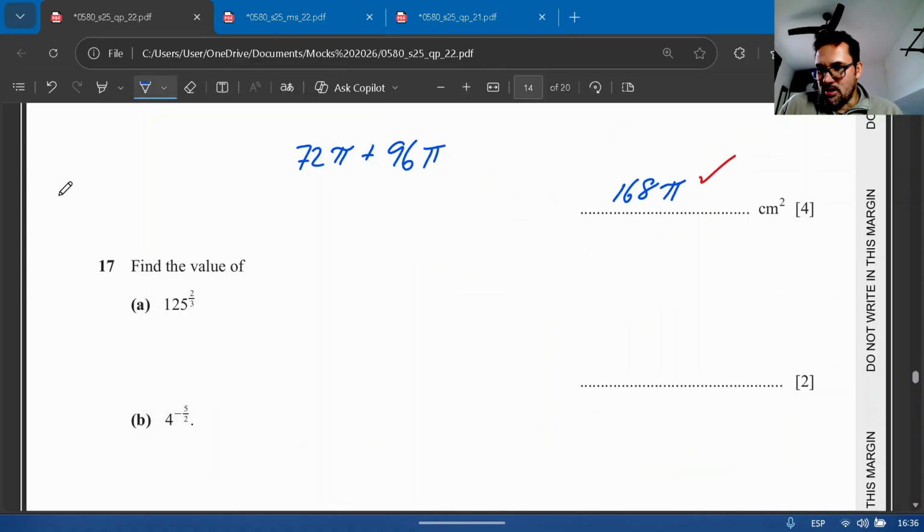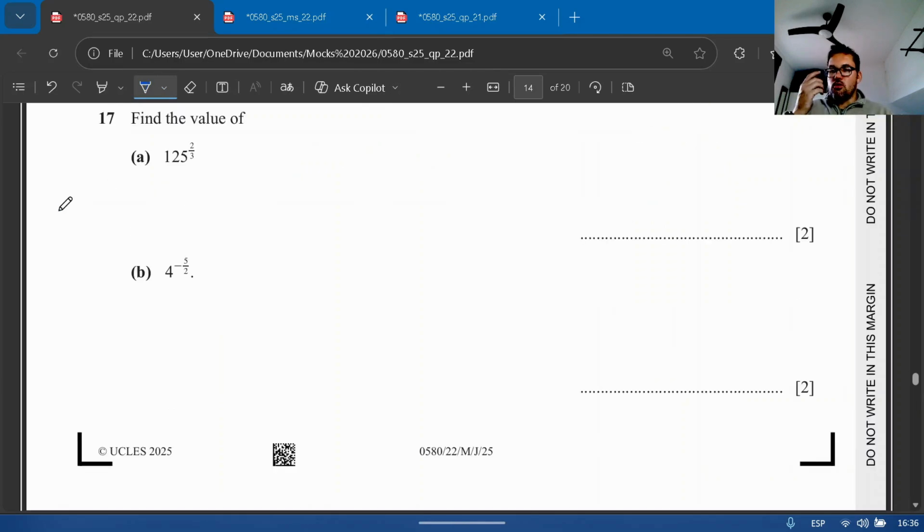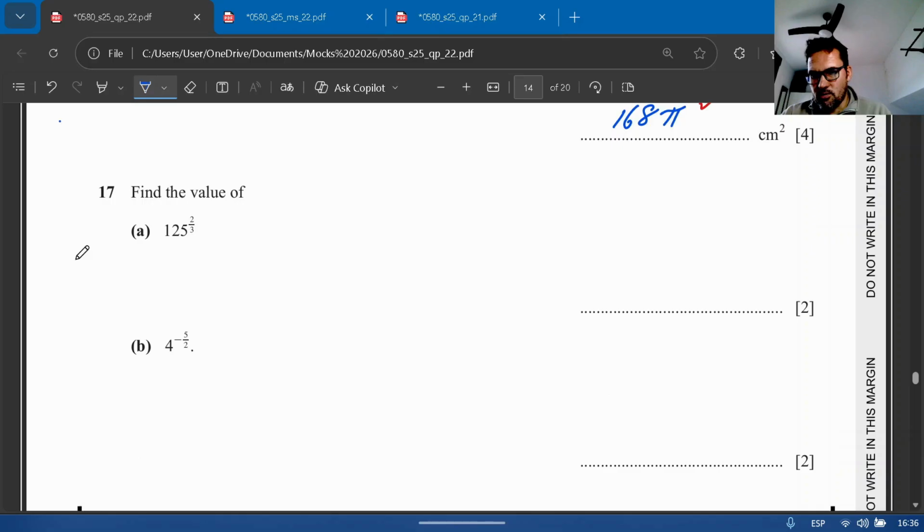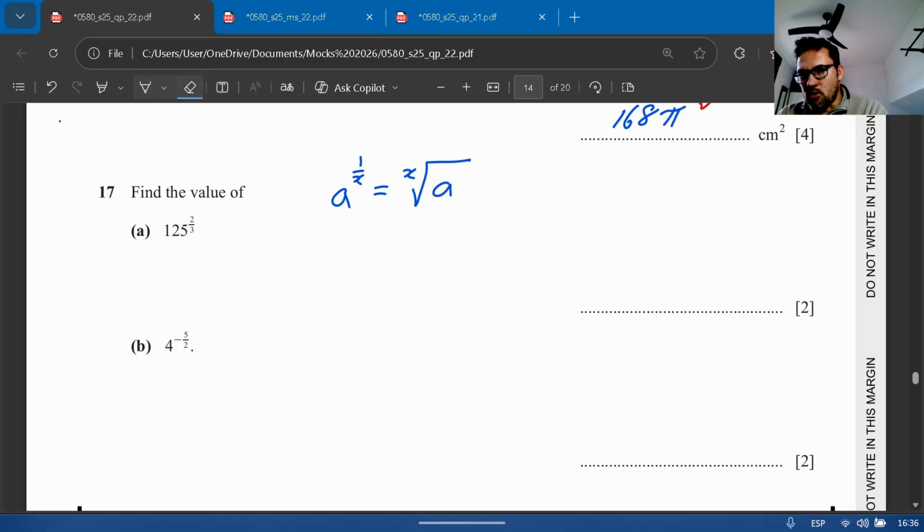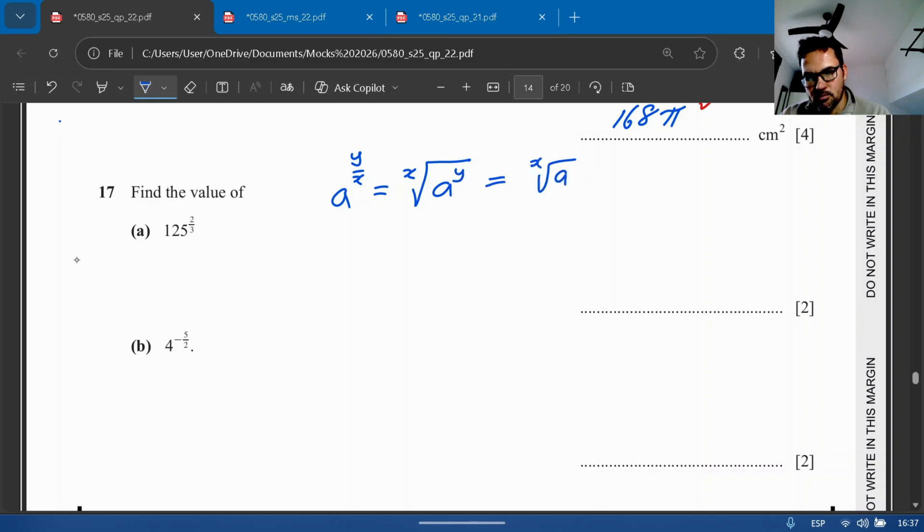Question 17. Need to know your rules of indices, yeah? So, first of all, a fractional index, for example, a to the power of 1 over x. That is the same as a root, and that denominator goes there. Then, of course, the numerator, let's say that is a y, you put that as a power, or you can put it outside. Okay, so that means 125 to the power of 2/3 is the same as the 3 means cube root 125 and the 2 as a power.